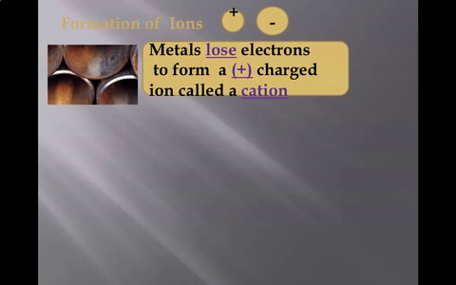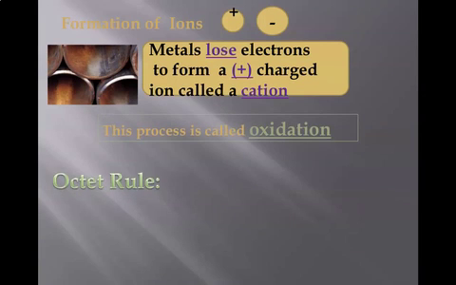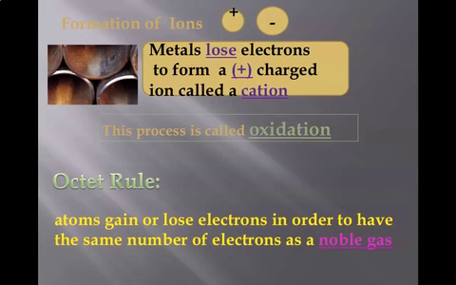Metals lose electrons to form a positively charged ion called a cation, and this process is called oxidation. Okay, and this follows the octet rule. Atoms gain or lose electrons in order to have the same number of electrons as a noble gas.